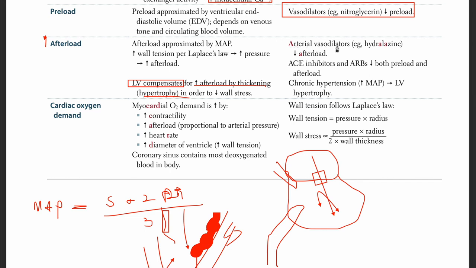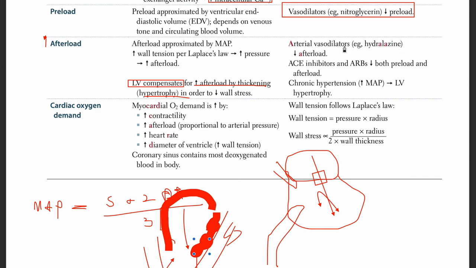Arterial vasodilators. Also, if there's increased systemic resistance, that's also going to increase your afterload, because this has to work harder to get the blood flowing outside. The vessels are now a little smaller because of the increase in systemic vascular resistance, so the heart has to work harder. That will also cause an increase of myocardial cells. So arterial vasodilators, for example hydralazine, decrease afterload.